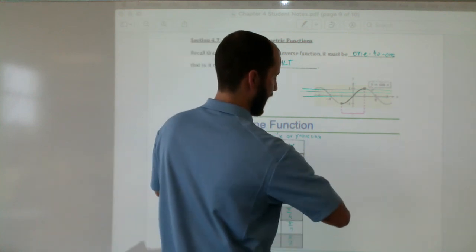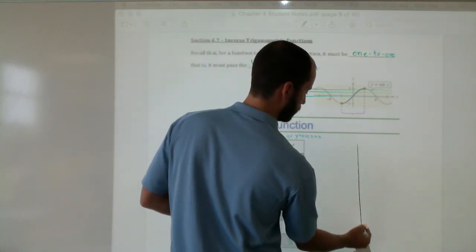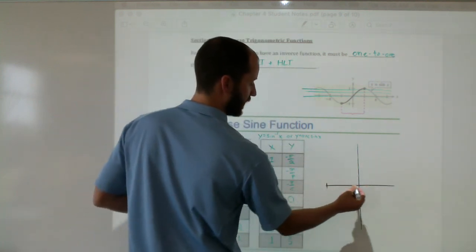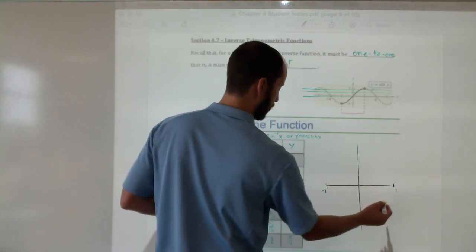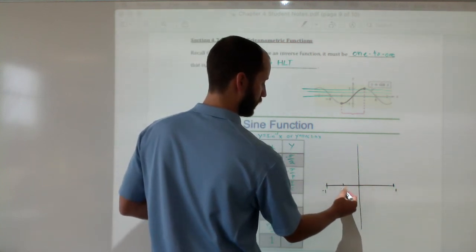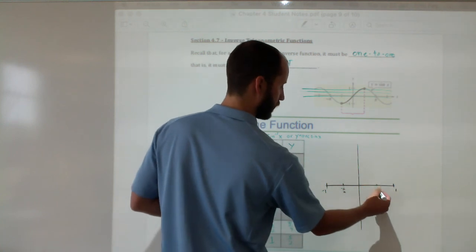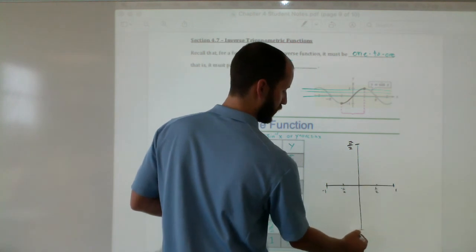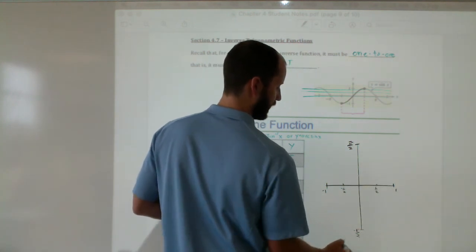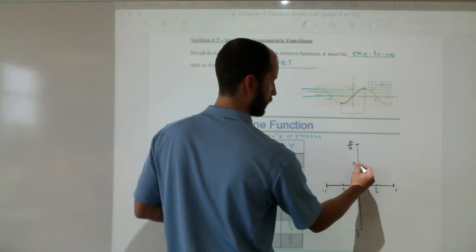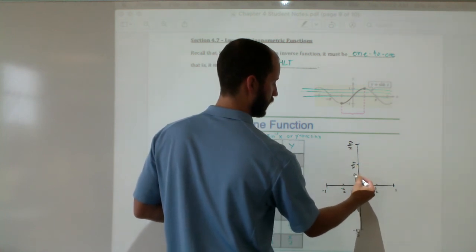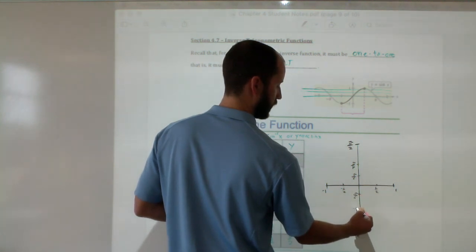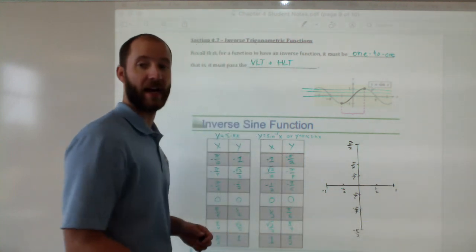Now we're going to go ahead and graph that table and get a picture of what this looks like. On the x-axis, from negative 1 to 1, there's negative 1 half, there's positive 1 half. On our y-axis, let's go pi over 2 to negative pi over 2, pi over 4, pi over 6, negative pi over 6, and negative pi over 4.